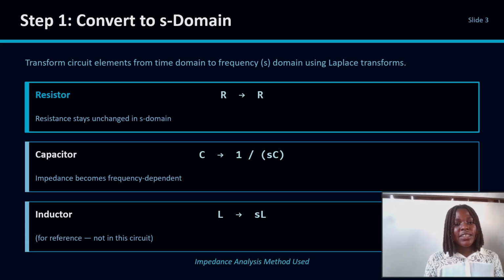Because of that, the impedance of a resistor remains R in the S domain. The impedance of a capacitor becomes 1 over SC, and the impedance of an inductor becomes SL.